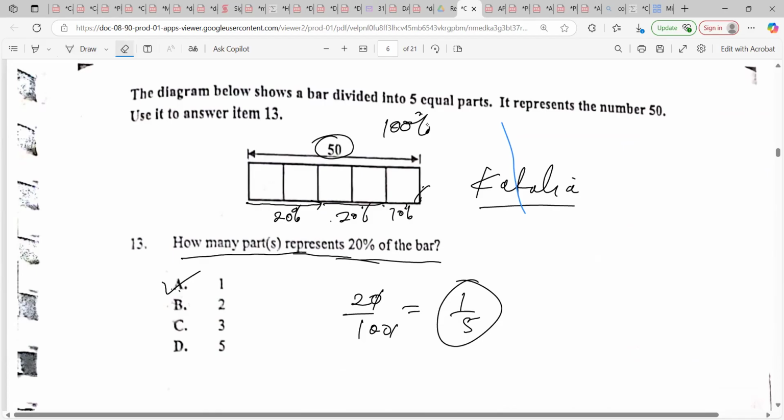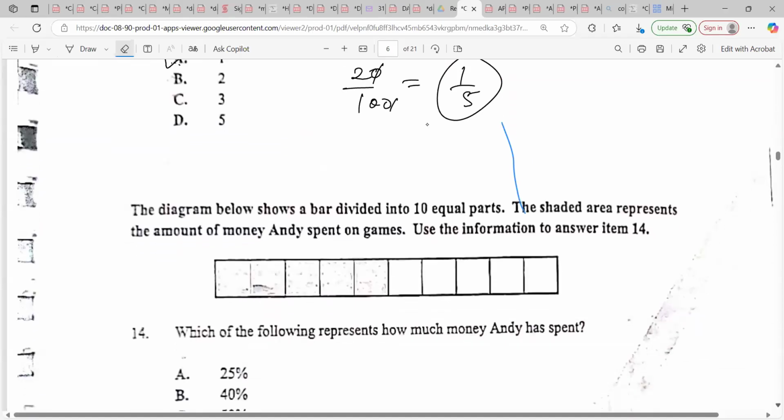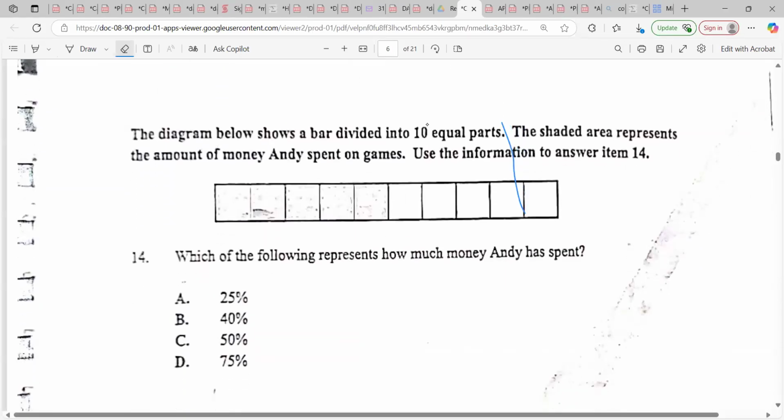All right, let's do another one. I know it's 8:30 now. We can try to do one more. Notice a lot of bars, because they normally like to fill it up with percentage and ratio. The diagram below shows a bar divided into 20 equal parts.